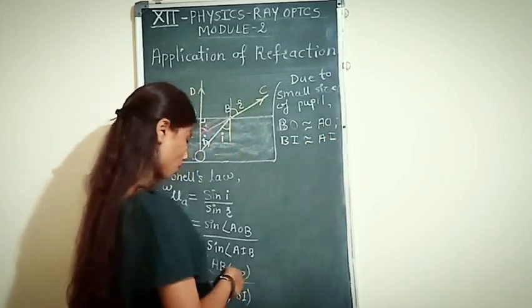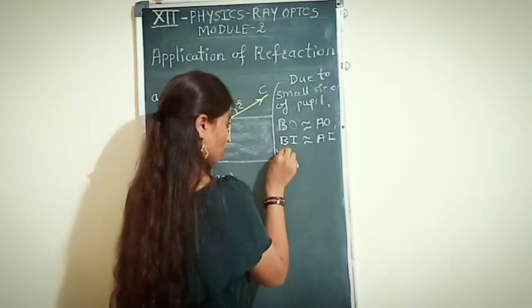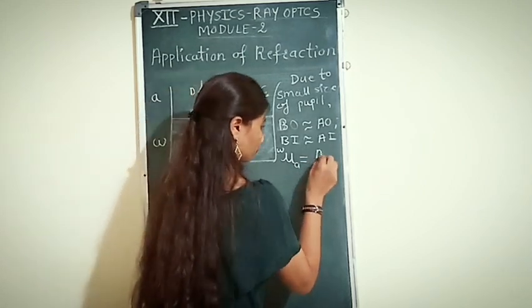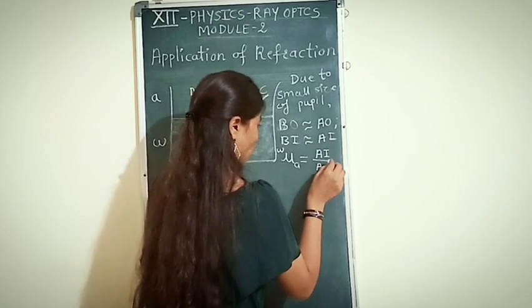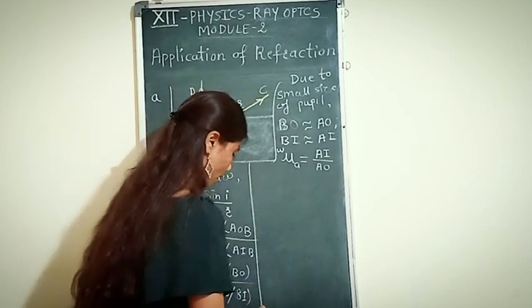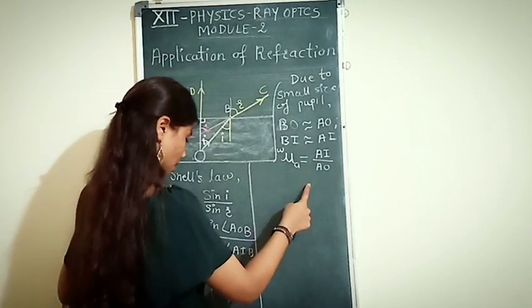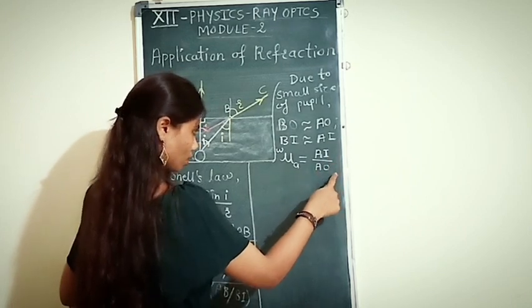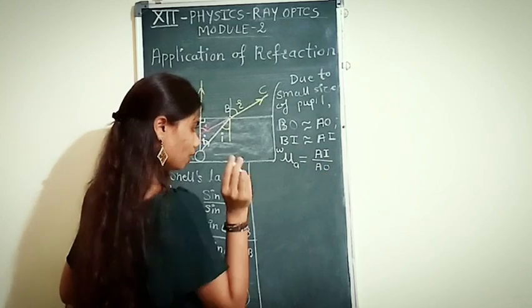So therefore, the refractive index for air with respect to water can be written in terms of AI upon AO, right? How have I written this? It can be the ratio of AB upon AO multiplied by AI upon AB. AB will be cancelled out, meaning AI upon AO.